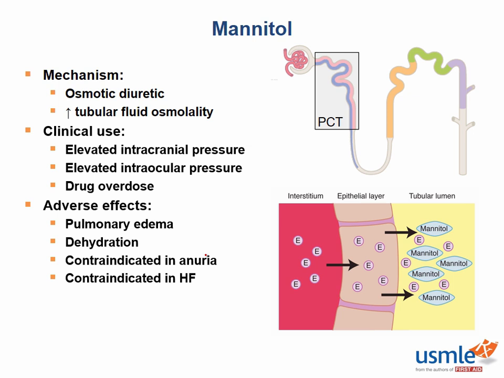those with heart failure. It's contraindicated in anuria because it's excreted by the kidneys and will accumulate in the blood without urine production. Can you guys guess why it's contraindicated in heart failure? Well, I'll give you a hint. It has to do with one of the adverse side effects that we already mentioned. Mannitol is contraindicated in heart failure because these patients are already at high risk for developing pulmonary edema.